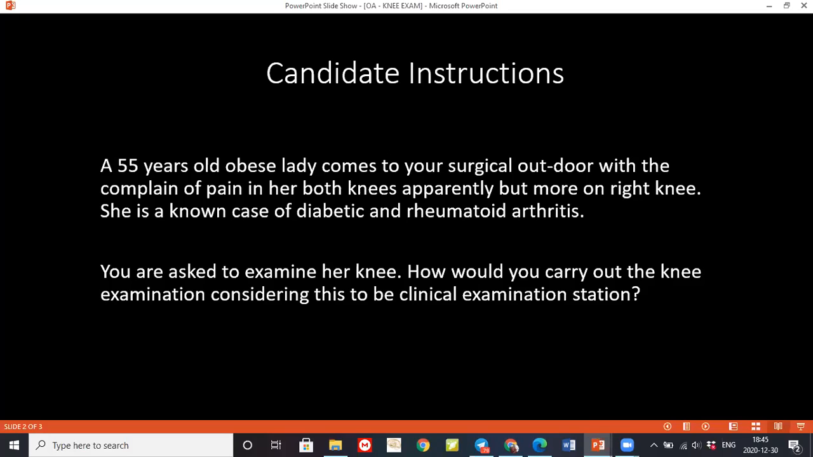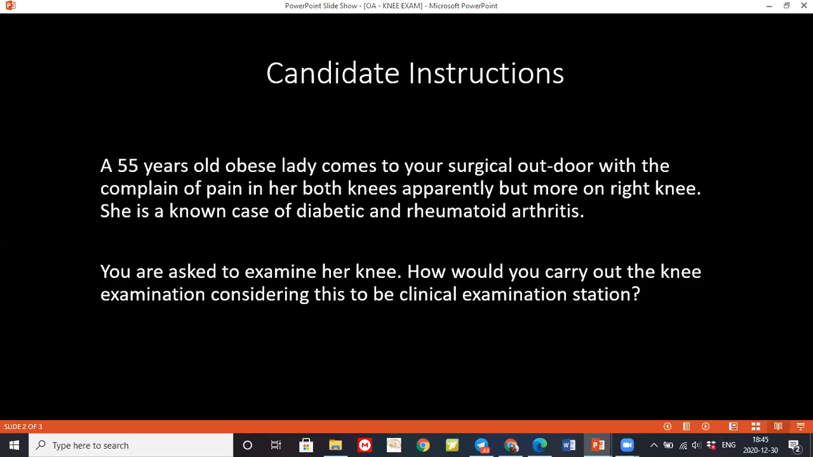Then I will now move to special tests. First, I would like to do the anterior drawer test and the posterior drawer test to check for the ACL and the PCL. So I will start with the elderly knee, like I said, then the pathological knee. I'll be very cautious. If there's any stiffness or any pain, I will not proceed. But if there's no pain, then I will do it.